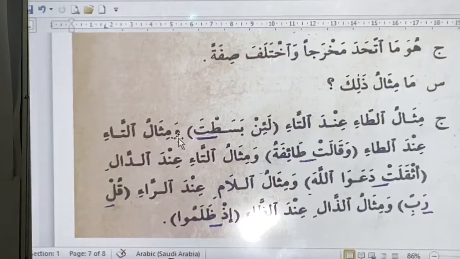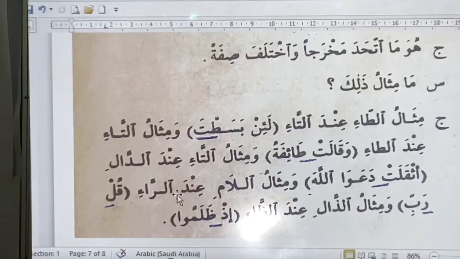ta and ta. And they've also given, we have ta and ta, we have ta and dal, and we have lam and ra, and then dal and dha. So these are the only examples of mutaqaribain, because they're not saying nahwa dhalika, anything close to them.